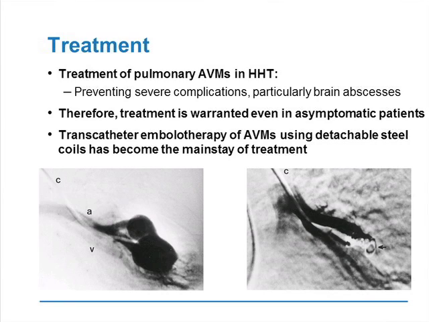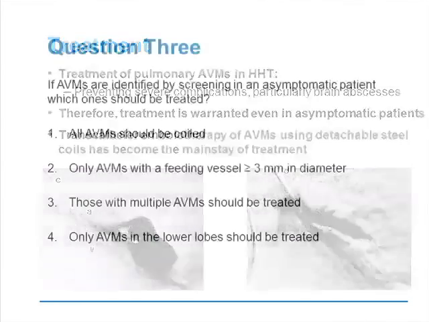Transcatheter embolotherapy of AVMs using detachable steel coils. Nowadays, they sometimes use these Amplatzer plugs, and it is the mainstay of treatment, as can be seen here. You have an artery, here's the bilobed vascular malformation in the vein, here's the catheter coming in, the coil is deployed, and now when you shoot the dye, you don't see the malformation anymore.